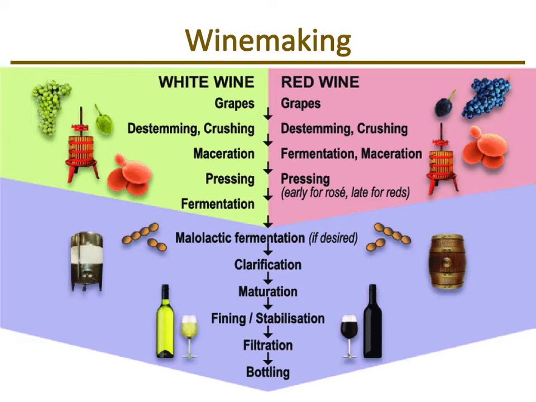You then get clarification. So this is where, again, kind of like a filtration, any kind of maturing, additional flavors kind of added. And then you get a fining, sterilization. So a lot of times proteins can be added in to help draw out and finish the wine. And then you would filter those out and then it gets bottled.